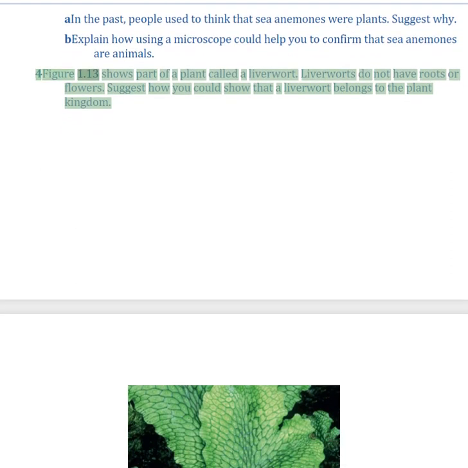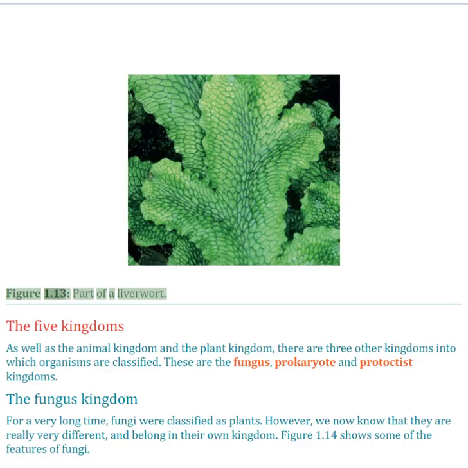4. Figure 1.13 shows part of a plant called a liverwort. Liverworts do not have roots or flowers. Suggest how you could show that a liverwort belongs to the plant kingdom. Figure 1.13, part of a liverwort.